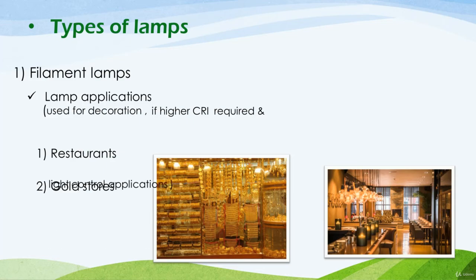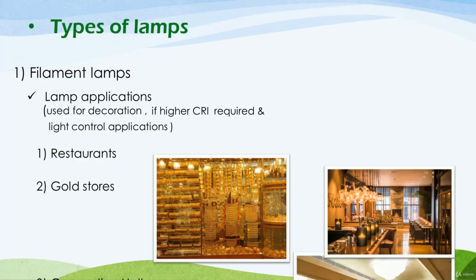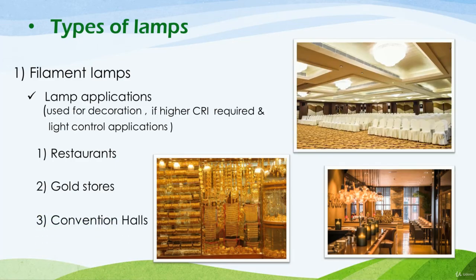And finally, the third application of the filament lamp is that we need to control its light output, so for that we use it in convention halls. As in some cases we need to reduce the light output, and in some other cases we need to increase the light output. And this is done as we said before using the dimmer circuits. So according to the convention hall's nature, we can decrease the light output of the filament lamp or we can increase it. More than great.